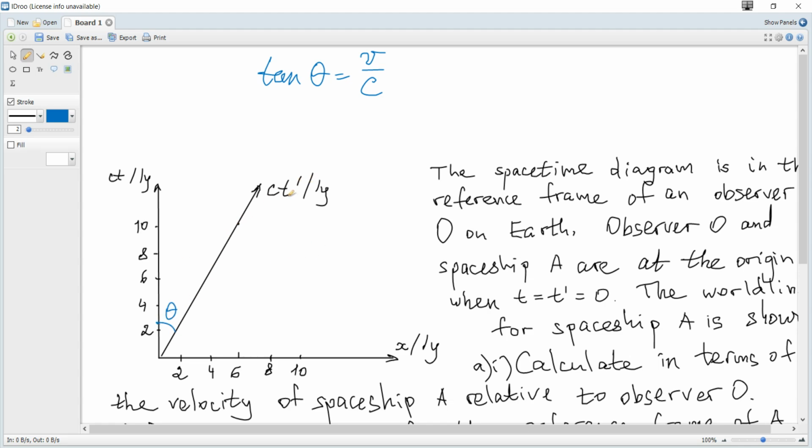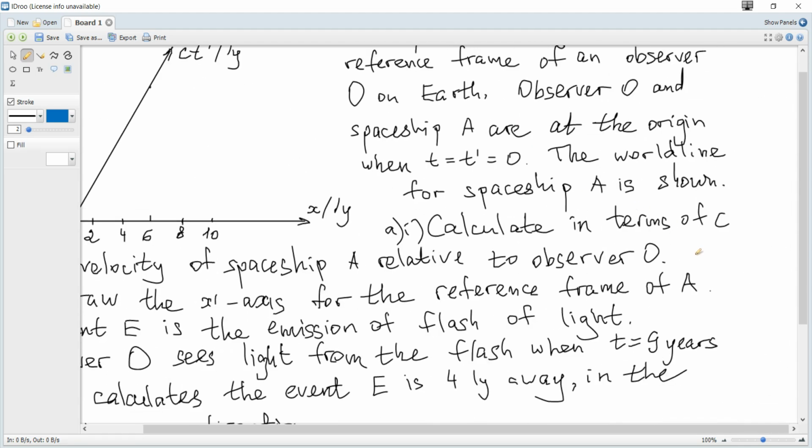Choose any point on the ct primed axis so that you get a right-angle triangle. For example, this point with coordinates 6 and 10. Tangent is opposite over adjacent: 6 light years over 10 light years is 0.6, so the tangent is 0.6, hence v is 0.6 c. Notice that it is measured in light years, which means if you solve for t, you get t in years. So the required velocity is 0.6 c.